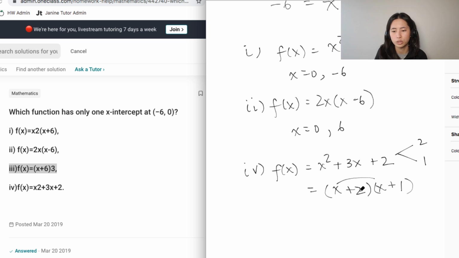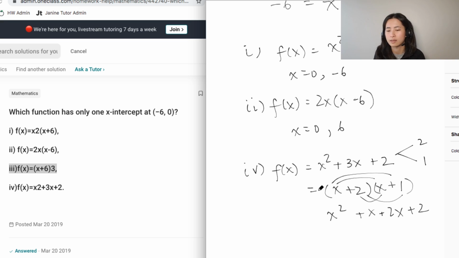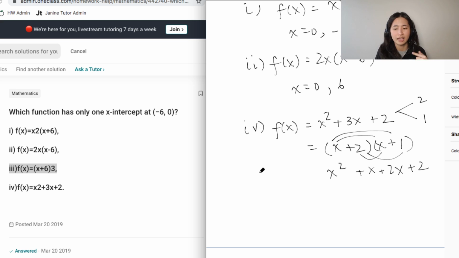So all you do, just to double check, is to expand. So you have x squared, and this is just going to be plus x, then this is plus 2x, and this is plus 2, not plus 3. So apply the FOIL method to double check that this is your quadratic equation. And then finally, we can add the x terms. So this is 3x, and this is plus 2, and this is x squared. So this is, in fact, your factored form of x squared plus 3x plus 2.